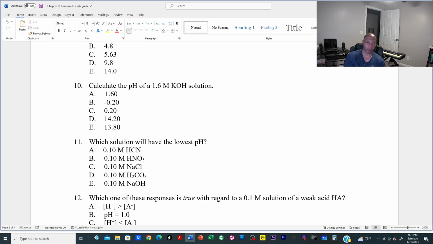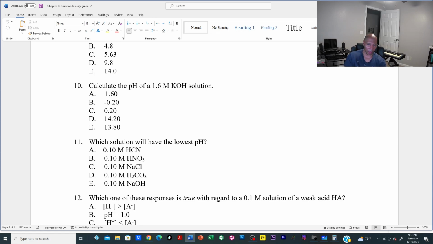B, I have a strong acid. It's 0.1 molar nitric acid. I already know what the pH is, since it's a strong acid, the acid concentration and the H plus concentration are the same. So my H plus concentration is 0.1. The logarithm of 0.1, which is 1 times 10 to the negative 1, is negative 1. And the negative of negative 1 is 1. So my pH is 1.